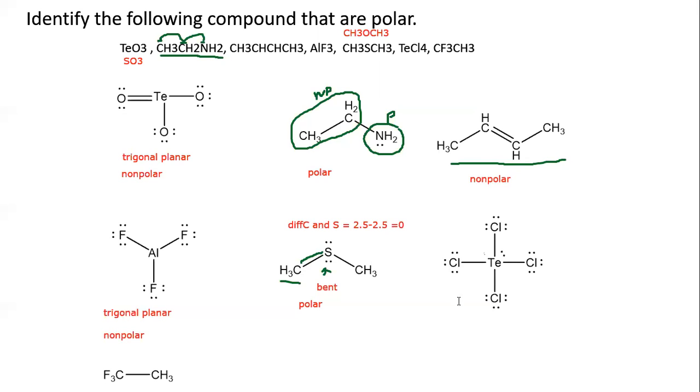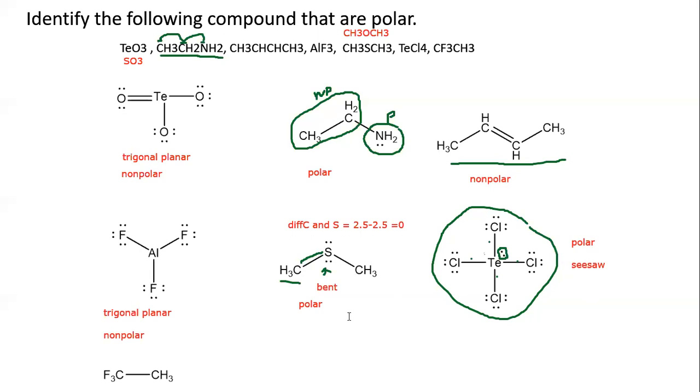Next we have tellurium tetrachloride. Here we have 4 bonding pairs and 1 lone pair of electrons. Not even knowing the geometry, just by looking at this molecule, we see that this looks asymmetrical. We have 4 bonds and 1 lone pair, and so this should be a polar molecule. And in fact, it is, because the geometry is seesaw. When you have 4 bonds and 1 lone pair, seesaw is a polar geometry.